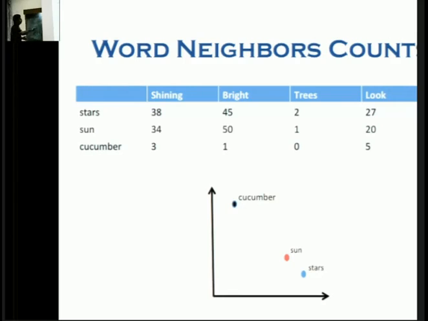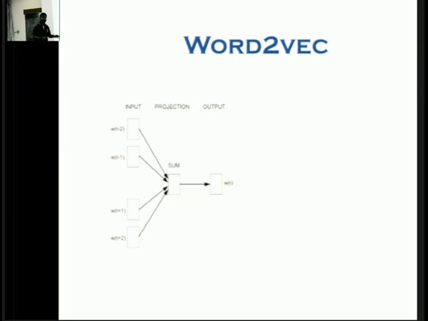But again, there is a problem. The dimension that we are still considering is huge. It's of the order of the size of the vocabulary. So what can we do with that? There comes Word2Vec. It's a class of techniques from which we can learn word representations which are not as huge in dimension as one-hot encoding, but are still able to capture the meaning of a word.